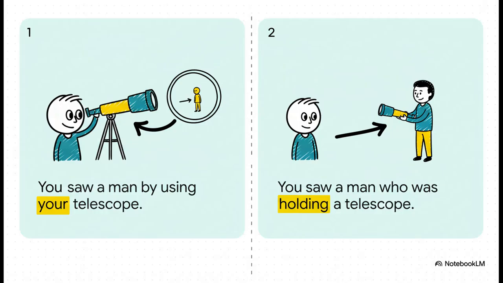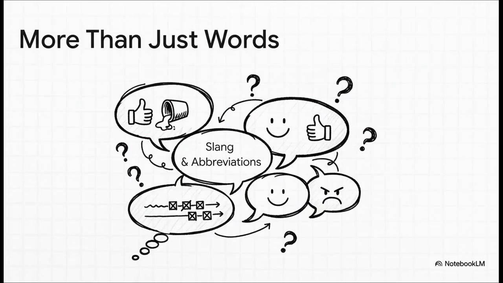See, for us, for humans, context would probably clear this up instantly. But for a machine, both of those meanings are perfectly logical. This right here is called the ambiguity problem, and it's one of the absolute biggest headaches for anyone working in NLP. And believe me, the puzzle gets way, way harder.